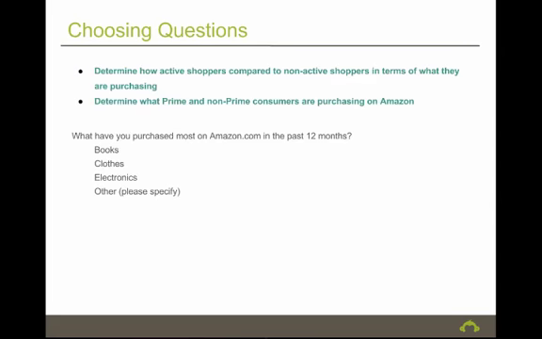Now, we can come up with very specific questions to address each of our subtopics. If we want to determine how active shoppers compare to non-active shoppers in terms of what they're purchasing, and if we also want to determine what prime and non-prime consumers are buying on Amazon, then we should ask a question that reads, what have you purchased on Amazon.com in the past 12 months?